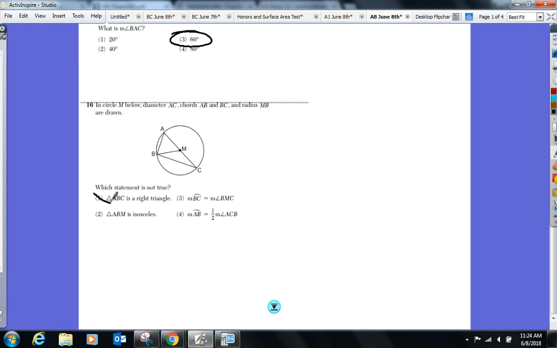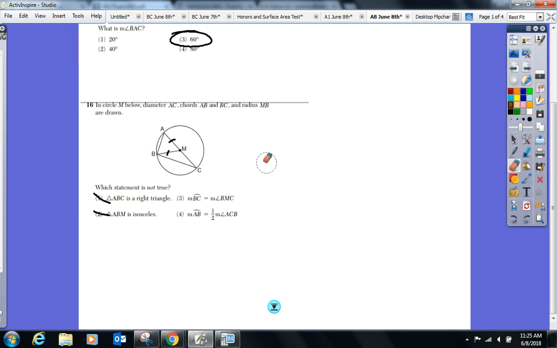Do you think ABM is isosceles? Is that the one that's incorrect? No, we got some arguments here. What's BM? What's AM? In the same circle, they are congruent, right? That makes it isosceles. Yes, so that is a true statement. All right, let's keep going. We got some more here.